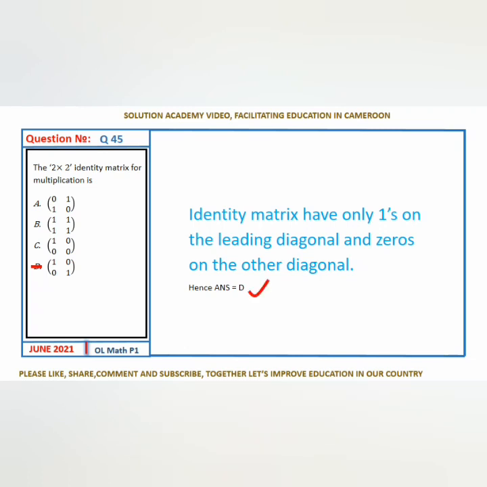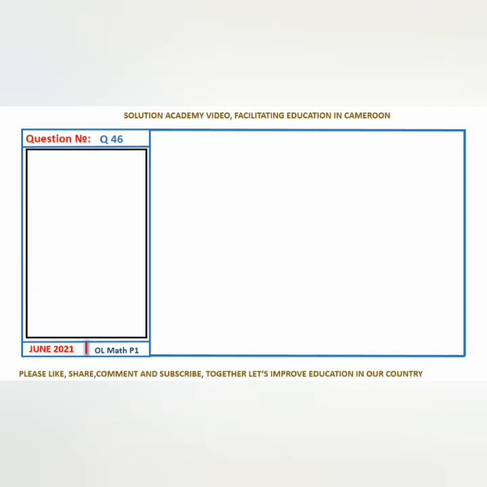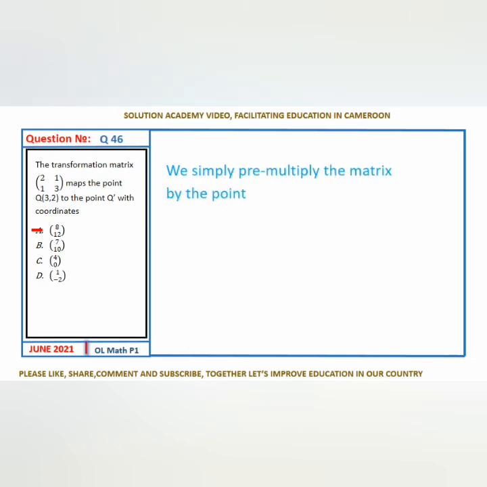Question number 46. The transformation matrix 2, 1, 1, 3 maps the point Q, that's 3, 2, to the point Q prime with the coordinates... Take note of how we are going to solve this question, because this question always comes in paper 2 as well, the same as it is like this. To solve this, we simply have to pre-multiply the point Q by the matrix. As simple as that.